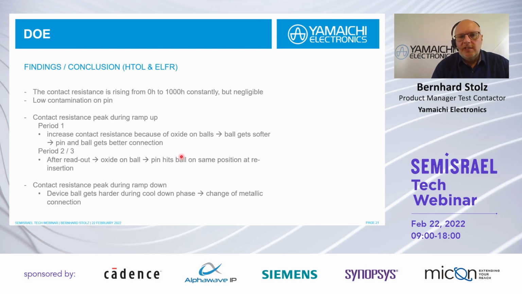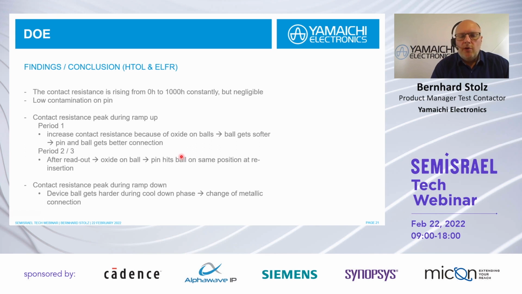Findings and conclusions. The contact resistance is rising from 0 to 1,000 hours constantly, but it's on a very low level. So it's really something which must not be calculated actually. The low contamination on the pin is seen, which is normal. It can happen.